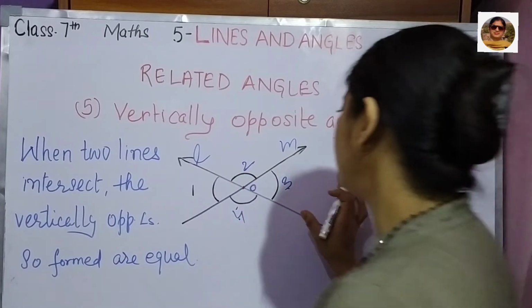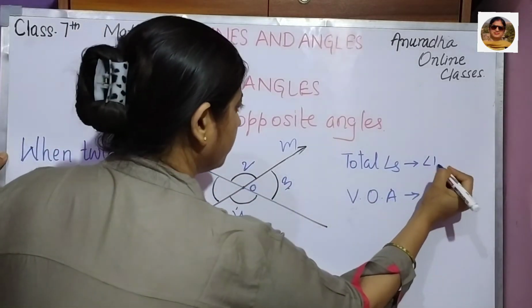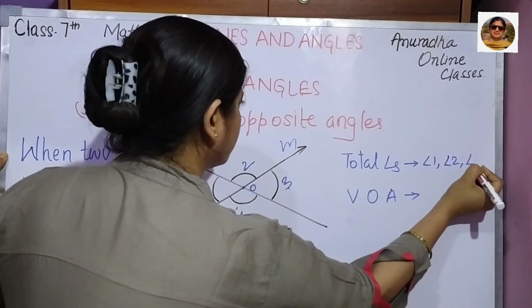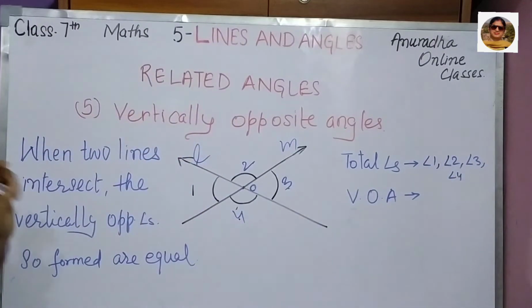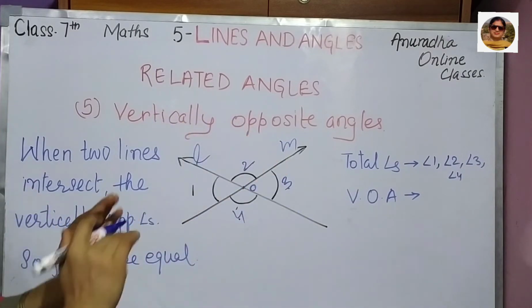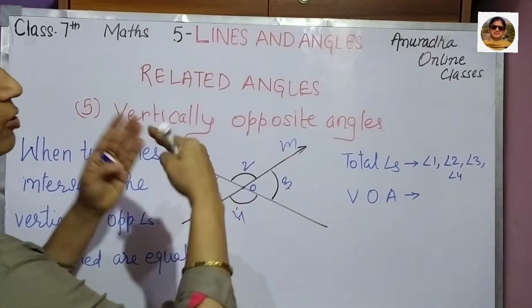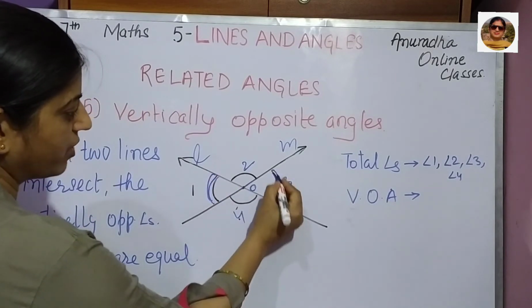So, how many angles we got here? The total number of angles are angle 1, angle 2, angle 3 and angle 4. Right? This is the total number of angles. Now, what are vertically opposite angles? Vertically opposite angle मतलब just एक दूसरे के आगे पीछे. Like this one angle and this one angle.